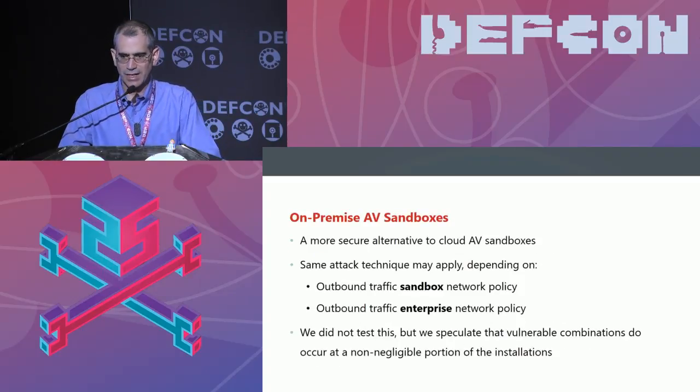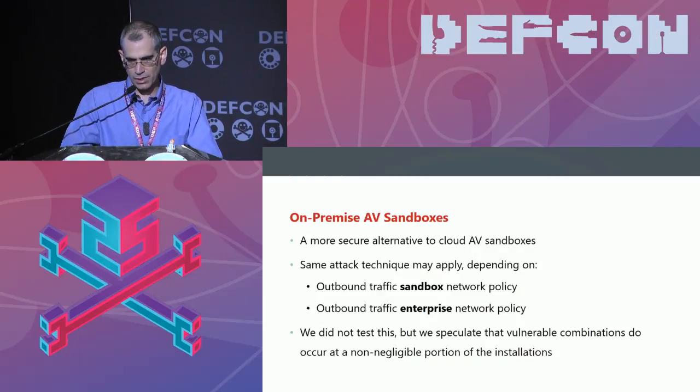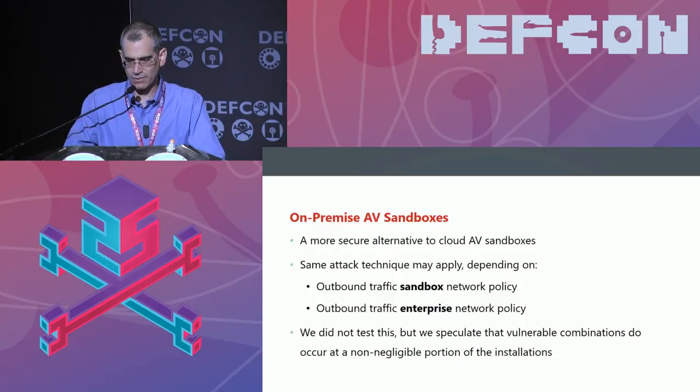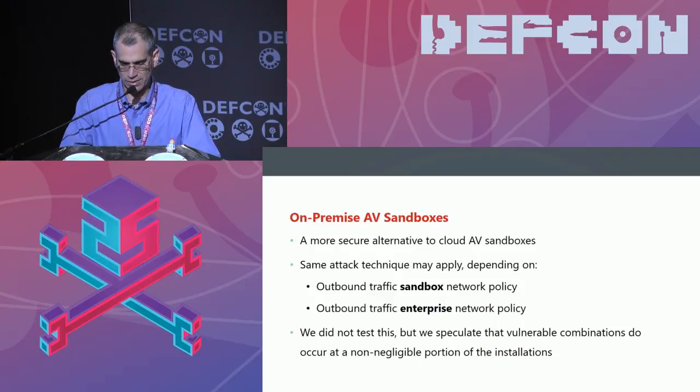We kept talking about cloud sandboxes, but in fact, this research also applies to on-premise antivirus sandboxes, which are considered a more secure alternative to cloud antivirus sandboxes. But if those on-premise antivirus sandboxes allow internet connections, and the enterprise firewall also allows internet connection, or there are two subsets of internet connections that have a non-empty intersection, then the satellite can abuse this non-empty intersection to exfiltrate data through the internet ports or protocols that are allowed both by the sandbox and by the corporate firewall and achieve the exfiltration. We did not test this, but we assume that there are some systems out there that are vulnerable to the attack.